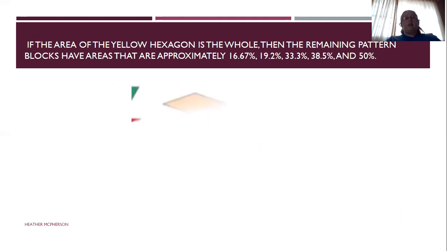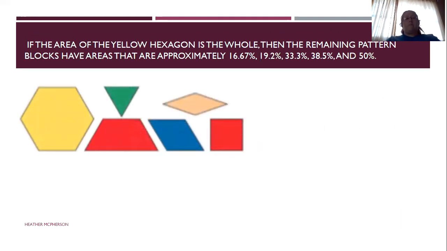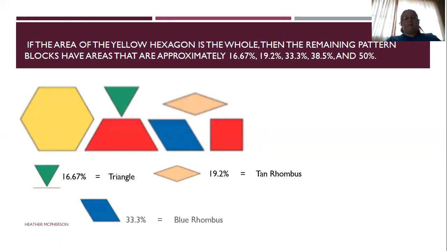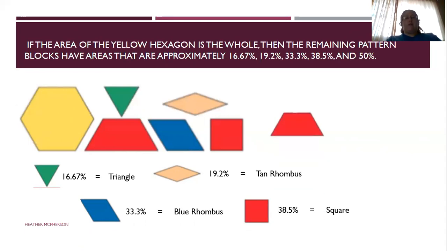The next question, you're going to look at all of these figures and base it off of the yellow hexagon. So what would be 16.67% of that hexagon? It'd be the triangle. 19.2% is going to be the tan rhombus. And then the 33.3% would be the blue rhombus. Square takes up a little bit more of the area than a rhombus does, so that's going to be 38.5%. And your 50% is going to be your trapezoid because it only takes 2 of those to fill up that hexagon.